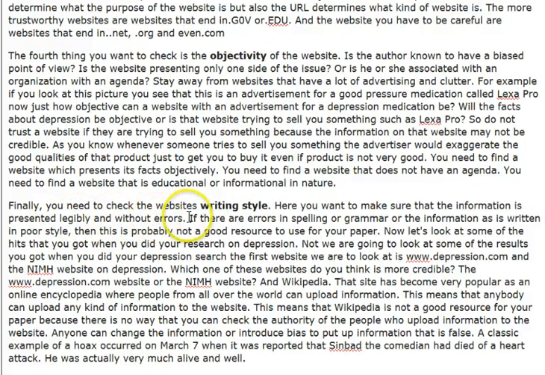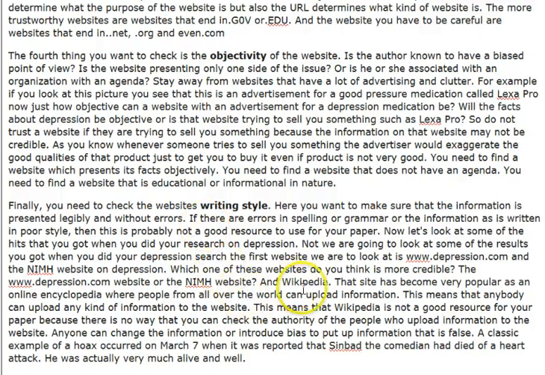Finally, you need to check the websites for writing style. Here you want to make sure that the information is presented legibly and without errors. If there are errors in spelling or grammar, or if the information is written in poor style, then this is probably not a good source to use for your paper. And so writing style is also something you need to look at.